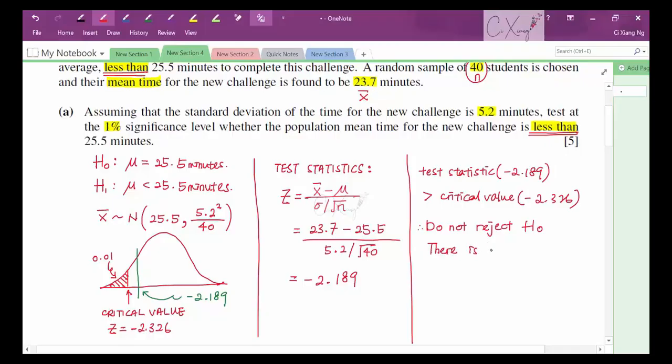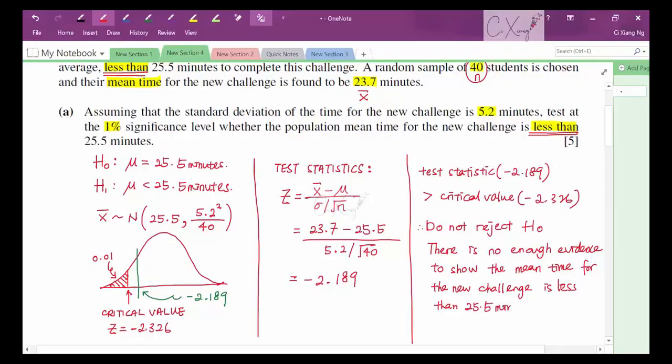Which actually means that we do not reject the null hypothesis. So that means there's not enough evidence to show that the mean time for the new challenge is less than 25.5 minutes. Okay, so this is how we carry out a complete test, and it belongs to the normal distribution. Then now let's continue to part B.